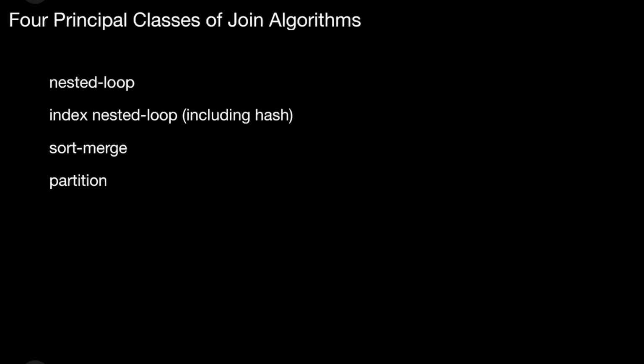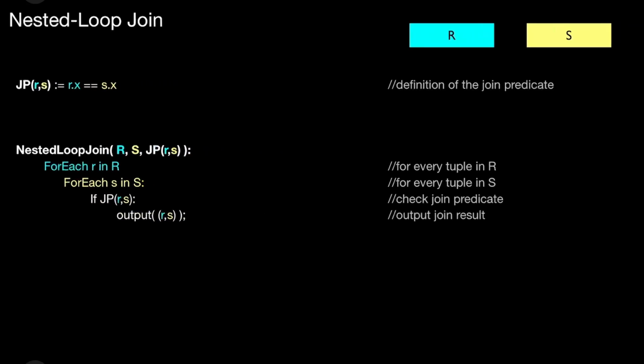Okay, so the good news is there are only 4 principal classes of join algorithms. And again, if you understand join algorithms, you understand grouping, you understand intersection, you understand basically all the important techniques. Nested loop, index nested loop, sort merge, and partitioning or partitioning using hashing. So we look at that in detail.